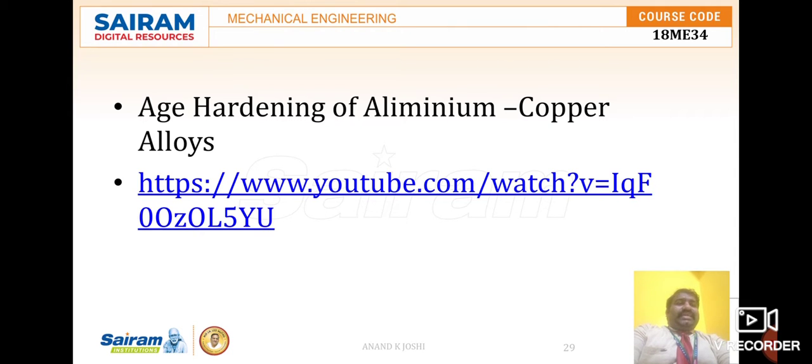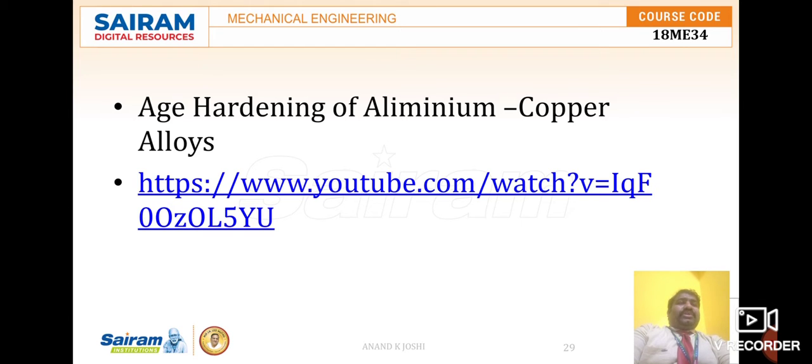Suppose in the case of an aluminum and copper alloy, the alloy with 4% of copper is heated to about 550 degrees centigrade. Once it has reached 550 degrees centigrade and is held at that temperature for a while, diffusion will occur and a homogeneous solid solution of alpha rich in aluminum will be formed. Once it is formed, that is considered point 1 on the phase diagram. So this is about the solution treatment.